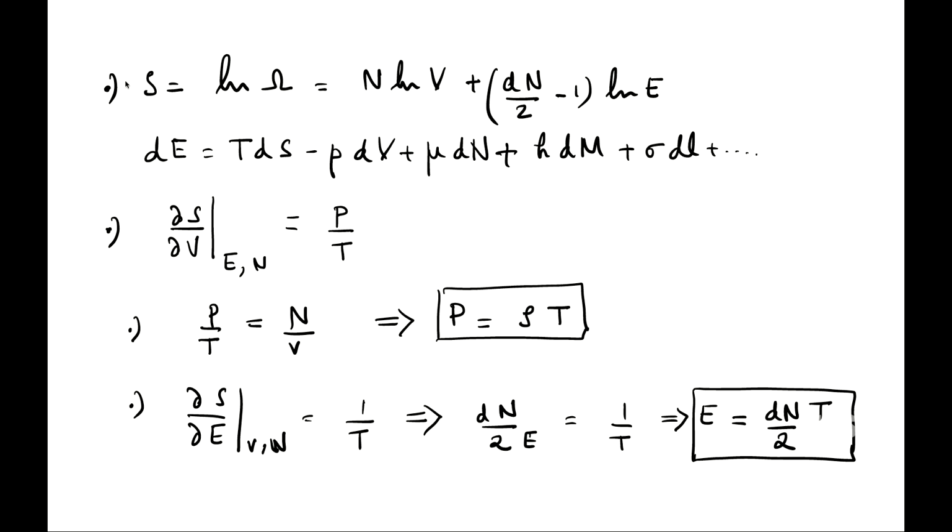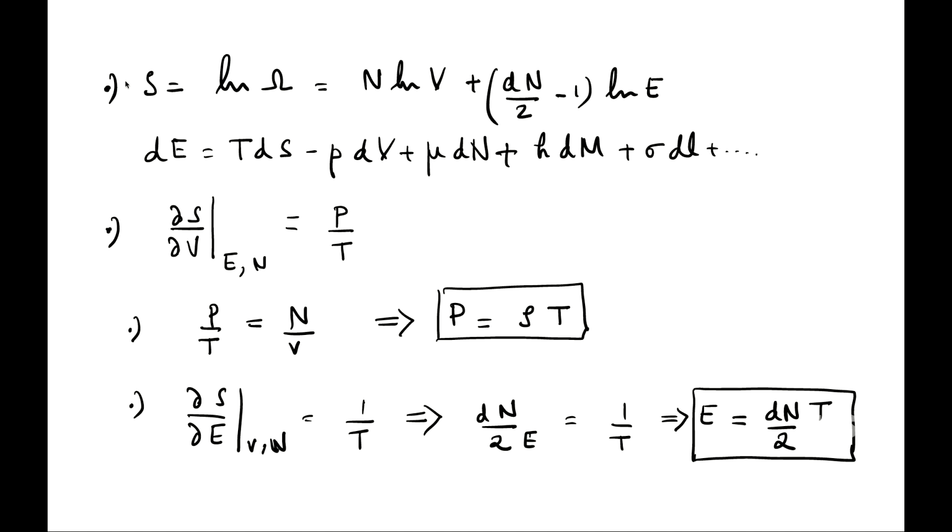So that is 1. But I know my expression for entropy. S is n log V. So I differentiate with respect to volume, and I get n by V. So that is my P equal to rho T, which is my ideal gas equation of state.